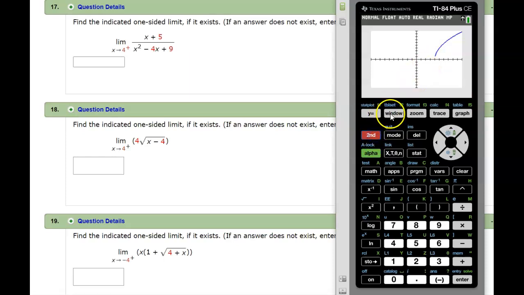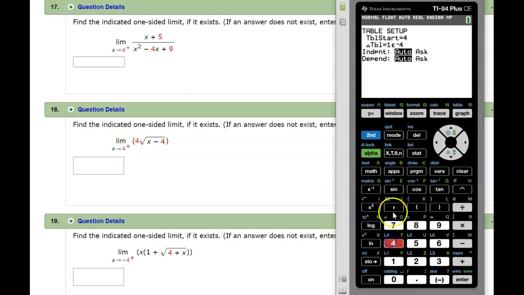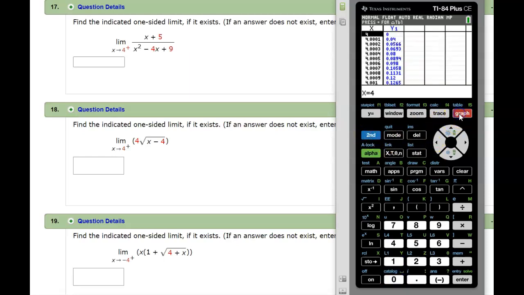So if I do a second table set, I'm going to put it at 4, because that's where I'm interested in the limit, and do a second table. Sorry, I want to actually go here and do .0001. So I want it kind of close, and I'll do a second table and we'll see what that says. I can see it's defined at 4. So this is actually defined at 4. So don't just plug it in. If it works, you're done.